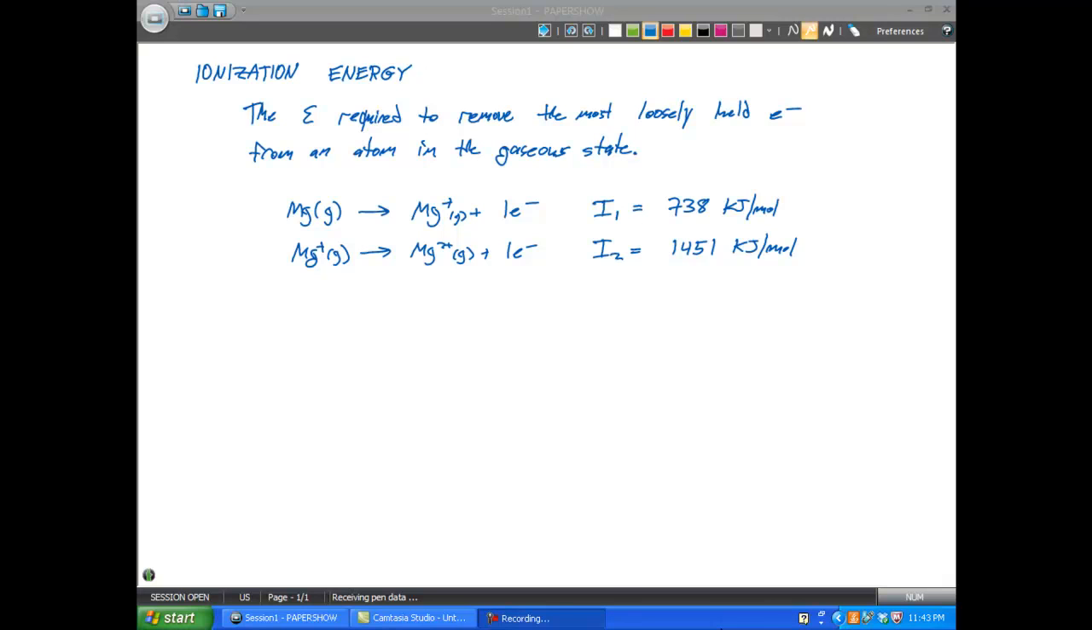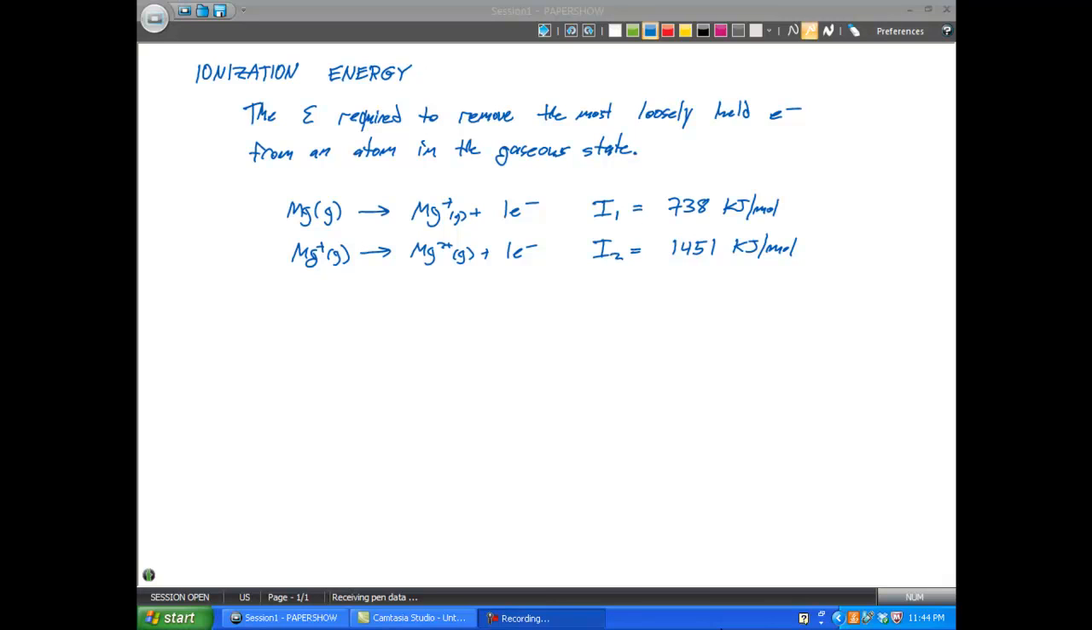And one thing I want to point out when discussing ionization energy: the first ionization energy is the energy required to remove one electron from, in this case, magnesium. The second ionization energy is the energy required to remove one electron from magnesium plus. It is not the amount of energy to remove 2 electrons. Okay? That would be the sum of each of these ionization energies. So make sure you keep that in mind when we're looking at these.